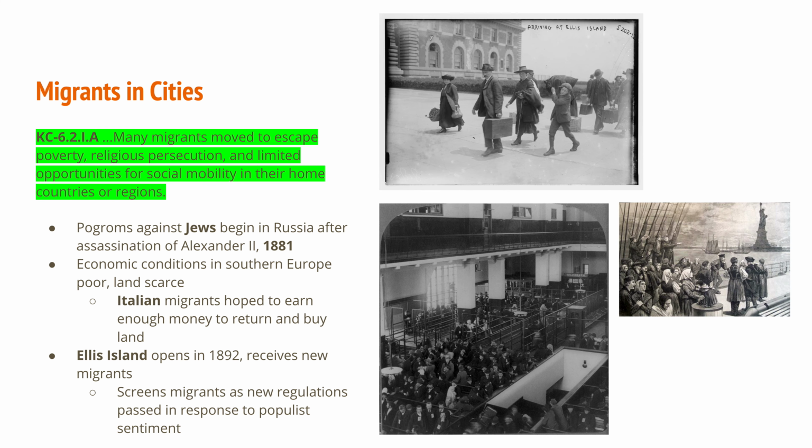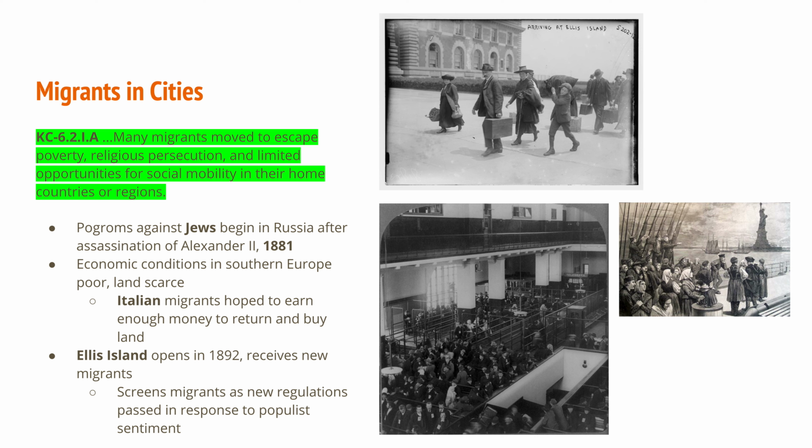Many immigrants moved to escape poverty, religious persecution, and limited opportunities for social mobility in their home countries or regions. So we've already talked about how Jews are escaping violence in the pogroms in Eastern Europe, Russia, Ukraine, Poland. The ones in Russia were caused by the assassination of Alexander II in 1881, and that was blamed on Jews, so it led to violence against them.